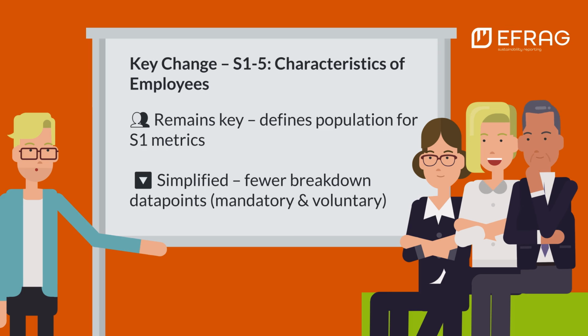S1.5 Characteristics of employees. This disclosure remains as it is key to define the population for other ESRS S1 metrics, but it has been simplified by removing several data points related to breakdowns, whether mandatory or voluntary, and the need to provide methodologies or contextual information.